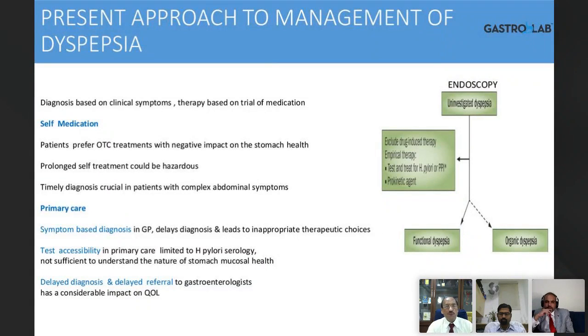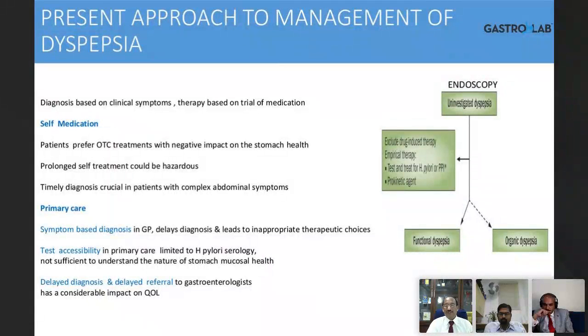So the approach to management of dyspepsia erstwhile has always been endoscopy at the forefront. For any uninvestigated dyspepsia, after excluding the drug history, you give an empirical therapy: test and treat for H. pylori, or give a PPI empirical therapy, or add a prokinetic agent and see what happens. This is just an empirical therapy. Then, if you rule out organic, it is divided into two types, one is organic and the other functional. So once you rule out organic through endoscopy, it all goes under functional.